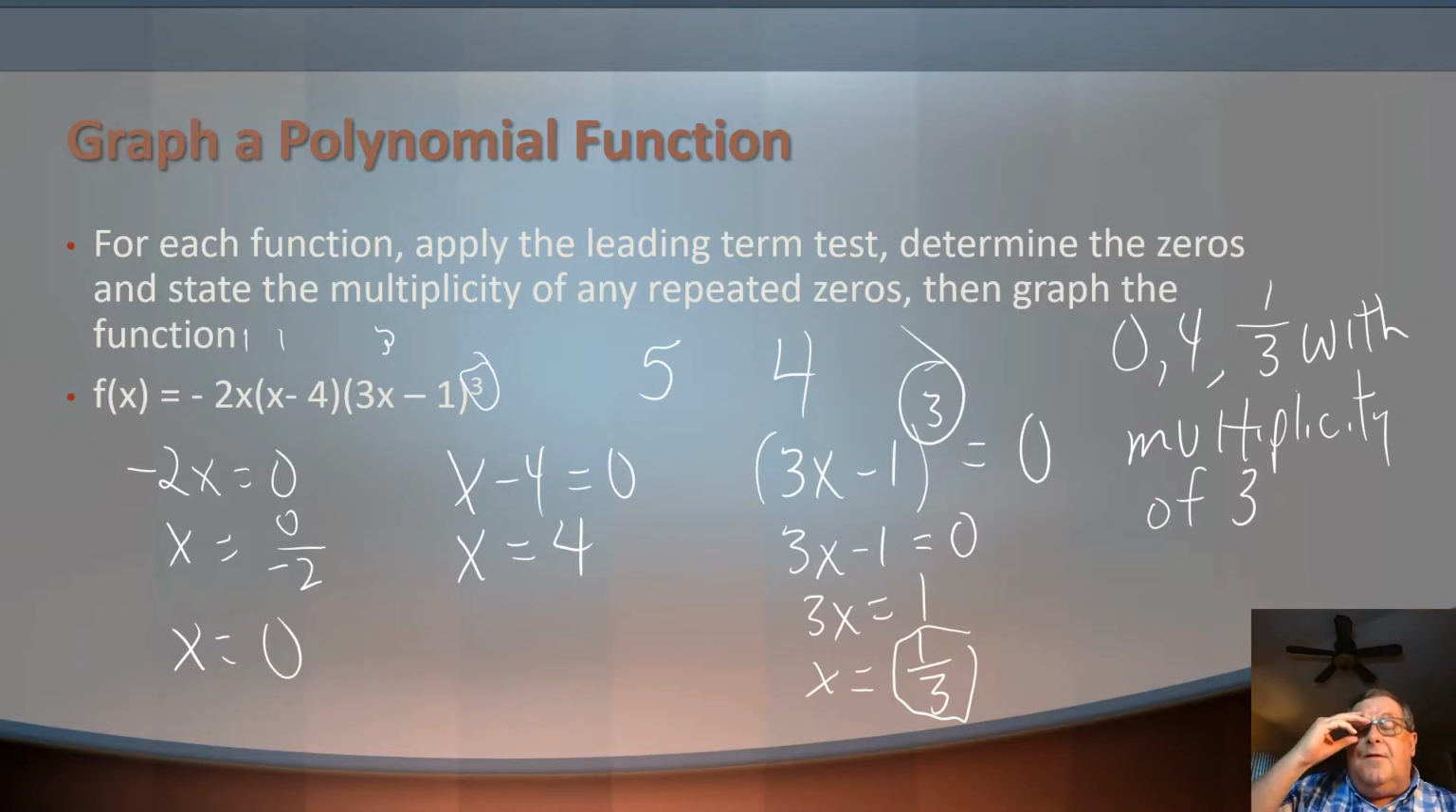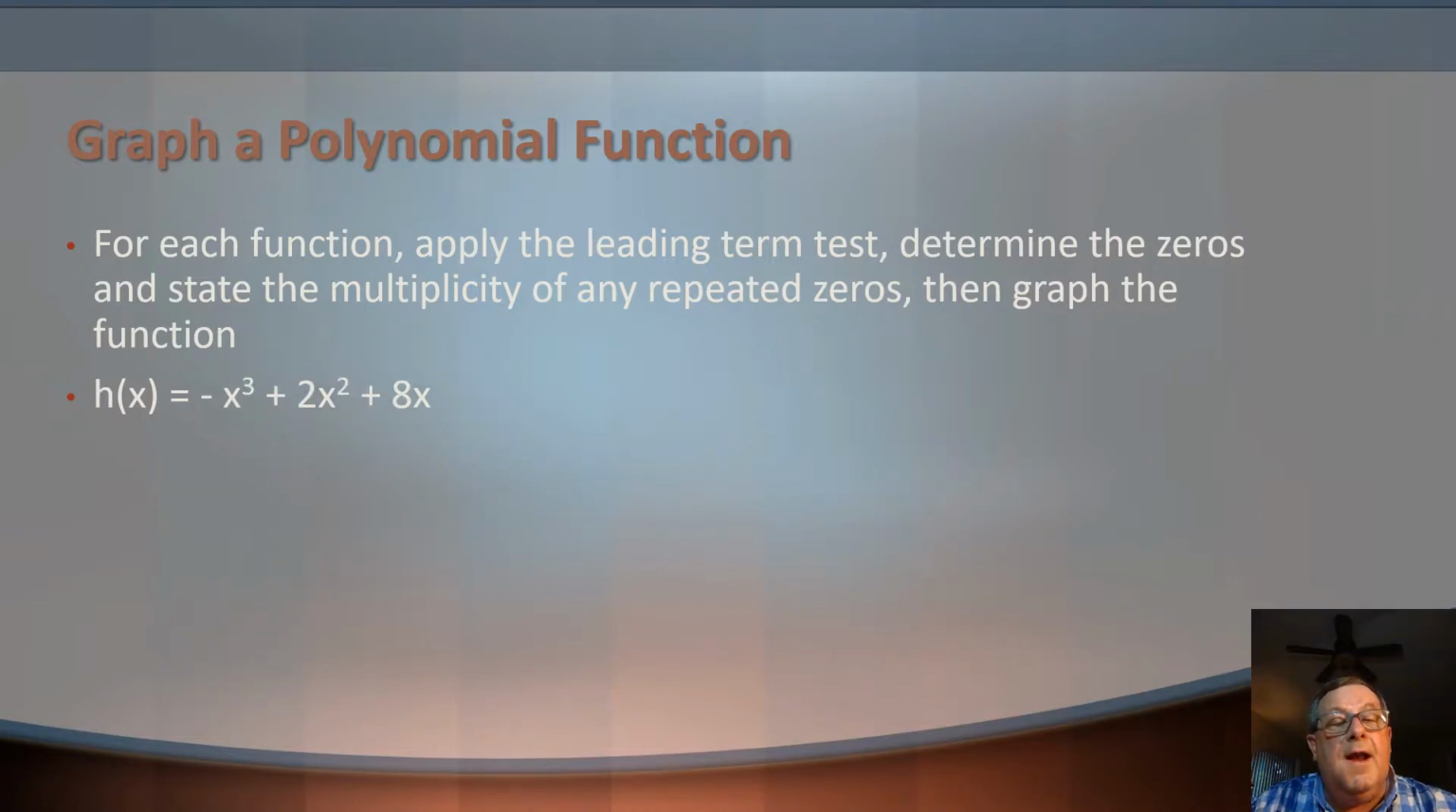All right, you want to write this down right quick? Write those zeros down right quick: 0, 4, 1/3 with multiplicity of 3, because we're going to factor the second equation next, and then we're going to do them both in the calculator at the same time. And the equations themselves are over on page 102, example 6 in your textbook. All right, let's go to the next one.